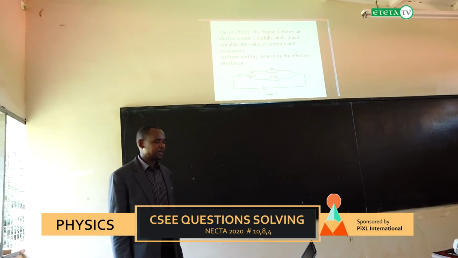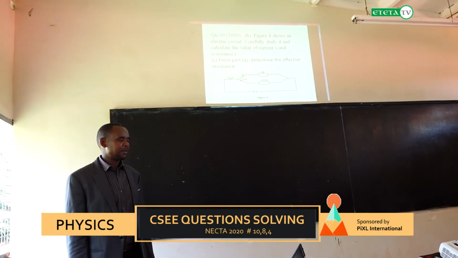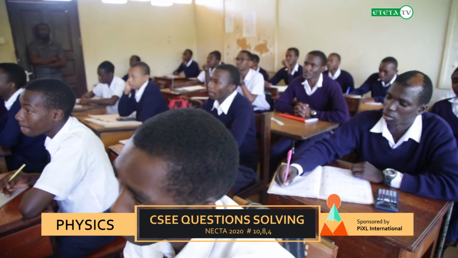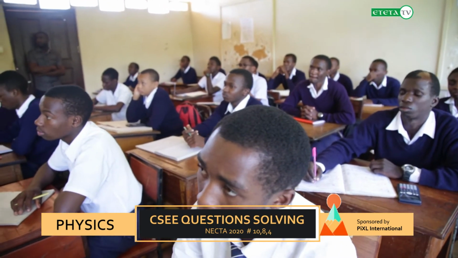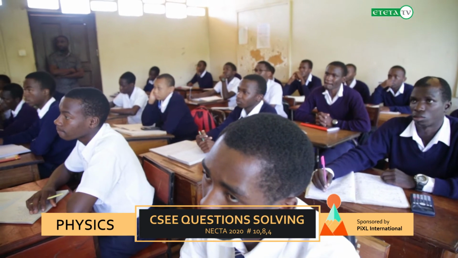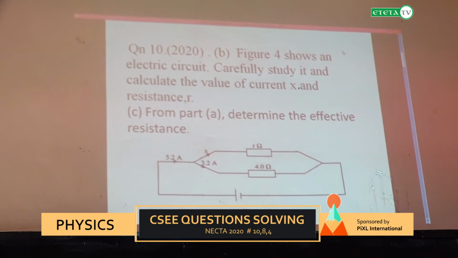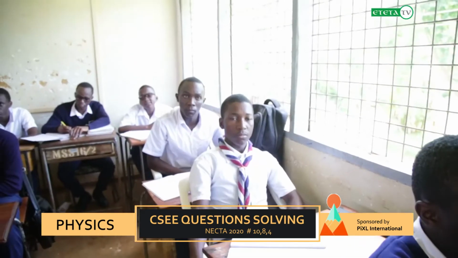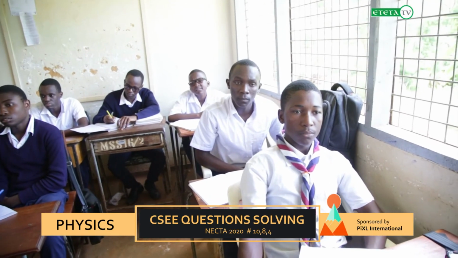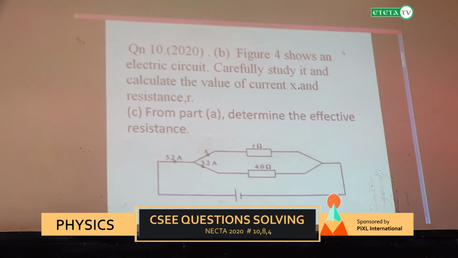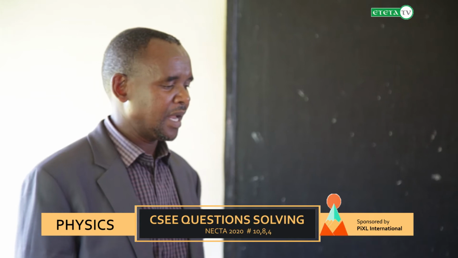I choose the question from current electricity. This is question number 10, section B, of the examination 2020. Let me read the question. The figure 4 shows an electrical circuit. Carefully study it and calculate the value of current X and the resistance R.